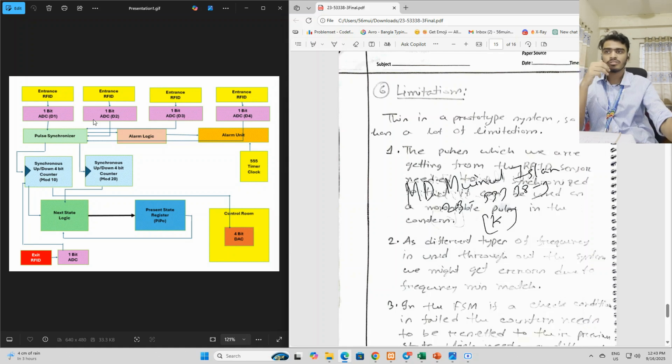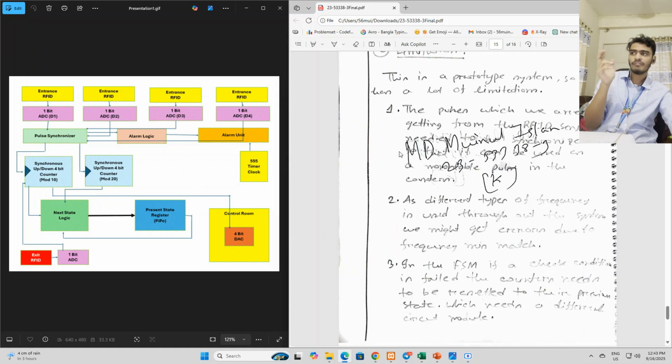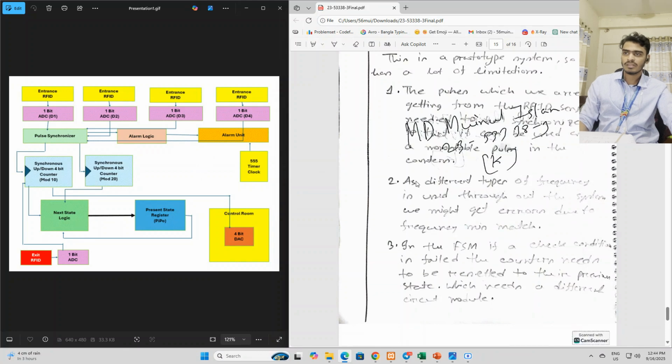So that's a limitation. And there can be frequency related issues, because this state machine is a 1 Hz state machine, and the counters here are very high pulse counters because we need to detect the entrances, right? There might be frequency related issues if we implement it practically, or go through more theory. We might get some frequency related errors or frequency mismatches, and that can cause issues in the circuit.